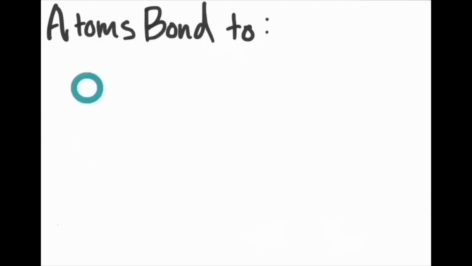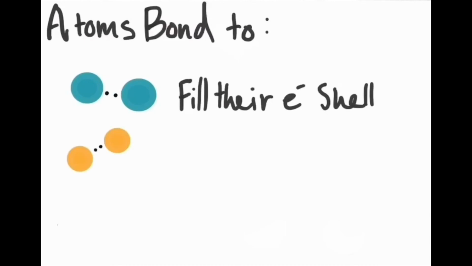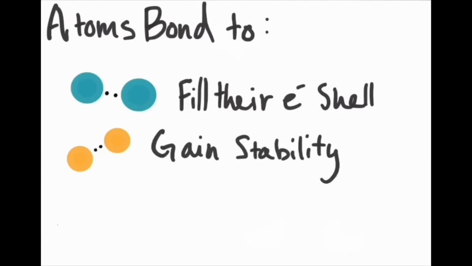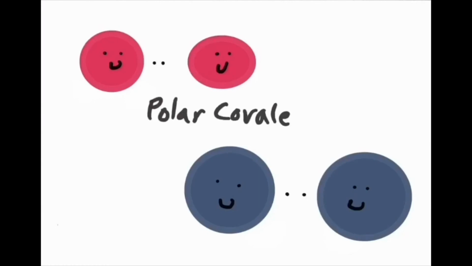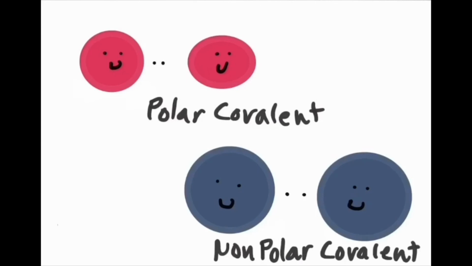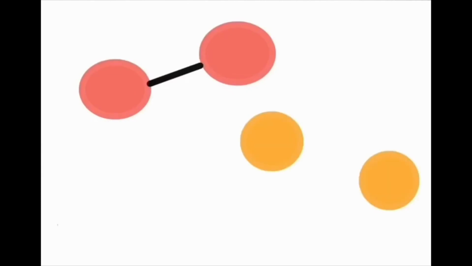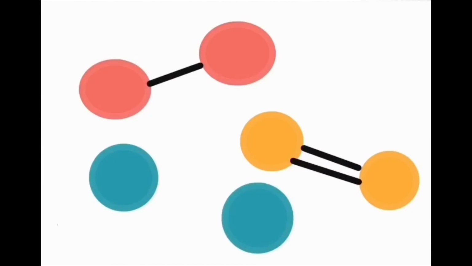To summarize what we've gone over, a covalent bond occurs between atoms that are sharing electrons. Atoms create these bonds in order to fill their electron shell and gain stability. In a polar covalent bond, the electrons are shared unequally, but in a nonpolar covalent bond, the electrons are shared equally. And lastly, atoms can create up to 3 bonds between themselves. Each bond accounts for 2 electrons.